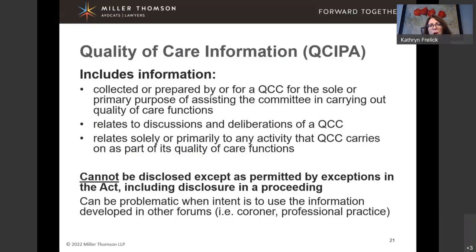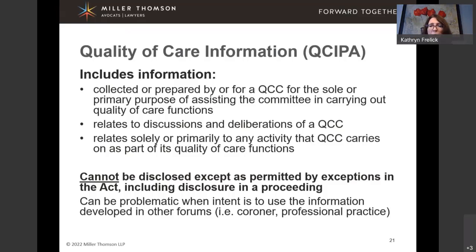And the "collected or prepared by or for" is important because it allows the committee to undertake certain activities itself, but it also allows the committee to request others, both internally or externally, to review an issue or an incident and report back. And it protects that information that's been prepared for that committee for those purposes.